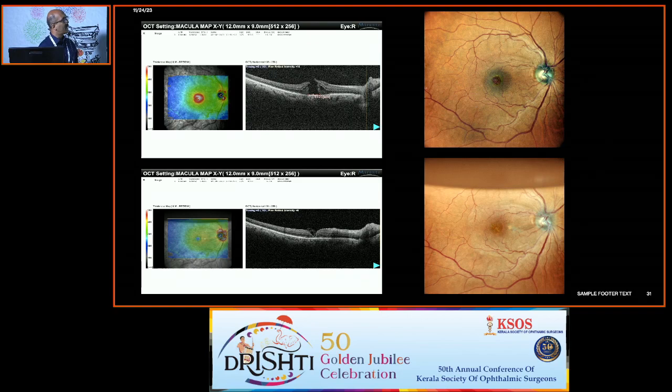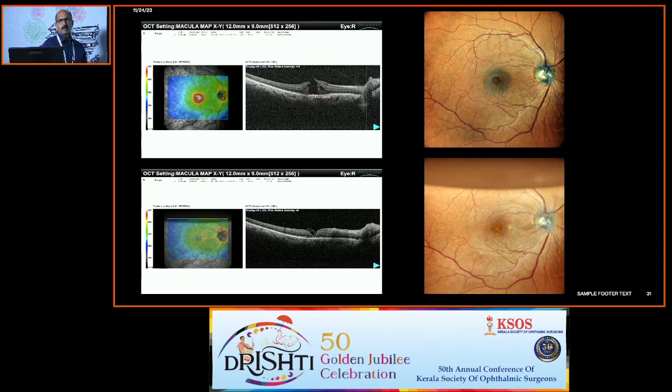So, this is a case of a relatively large macular hole which underwent vitrectomy. It's around a 1000 micron size hole. There was a good anatomical reconstruction. We did an internal limiting membrane peeling and a bridging flap. You can see the internal limiting membrane flap bridging the hole.